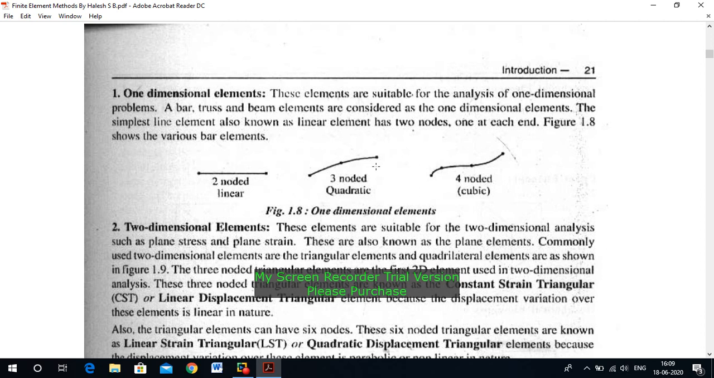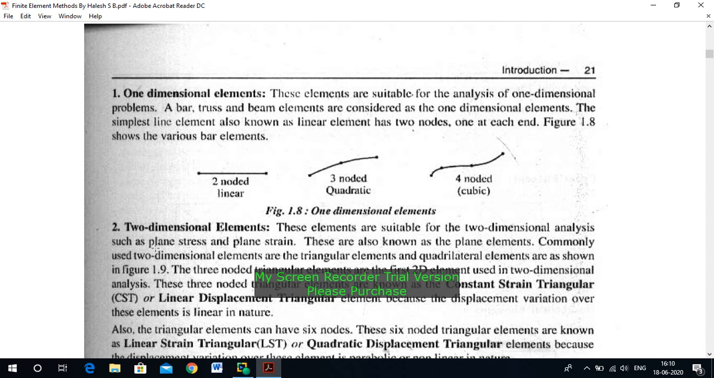And the second figure shows the three noded quadratic element, and this one is called the four noded cubic element. It consists of four nodes, 1, 2, 3, 4, total 4 nodes.